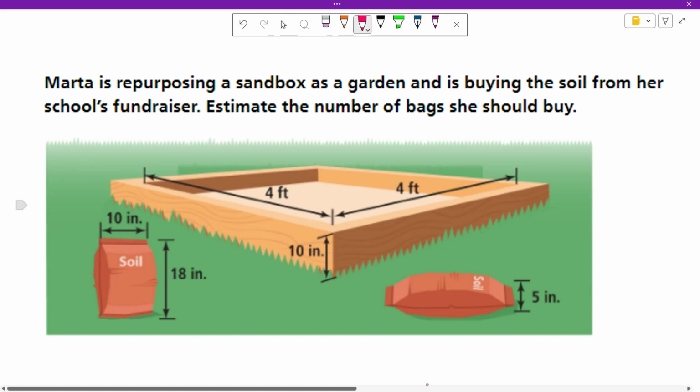We need to change 4 feet to inches. How many inches are in 4 feet? Well, there's 12 inches in a foot, so 12 times 4 is 48 inches. 48 inches. Now, the volume of the sandbox is the area of the base, 48 times 48 times the height, which is 10. Give me that number.